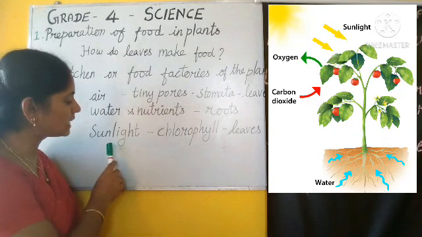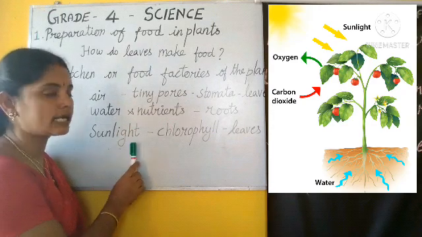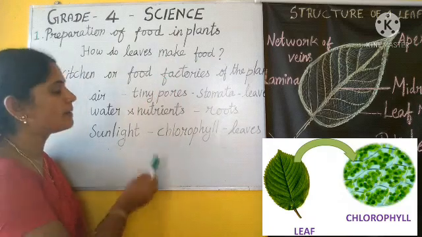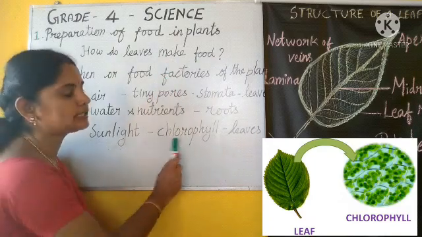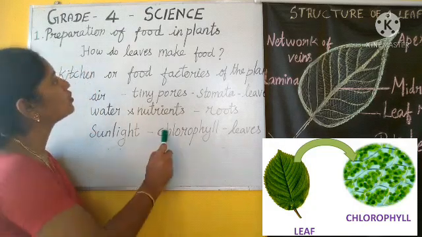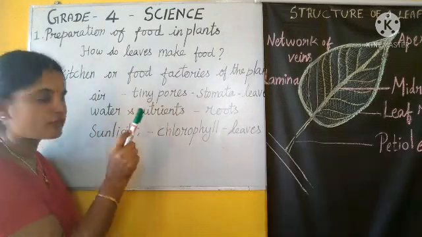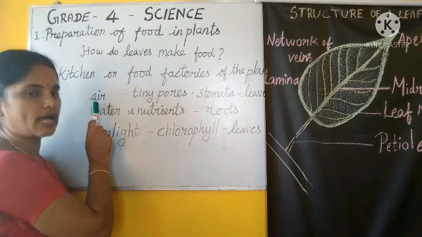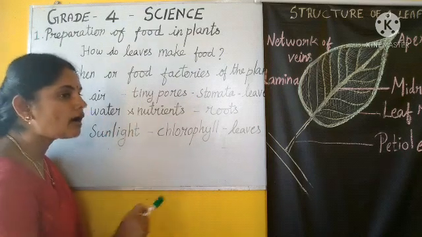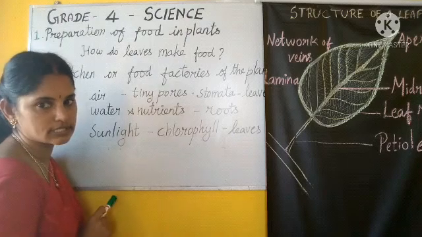Okay. Then sunlight is also needed for the plant to prepare its food. How is the sunlight trapped, absorbed? Because a pigment is present in the leaf. That pigment's name is chlorophyll. Isn't it? So how do leaves make food? The leaves make food if the air, water, nutrients and sunlight are present. It prepares the food. That process is called photosynthesis.